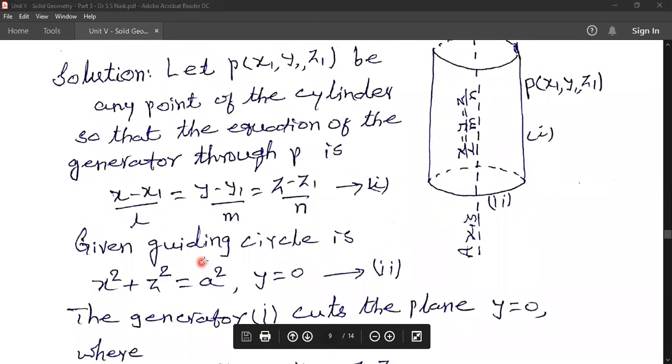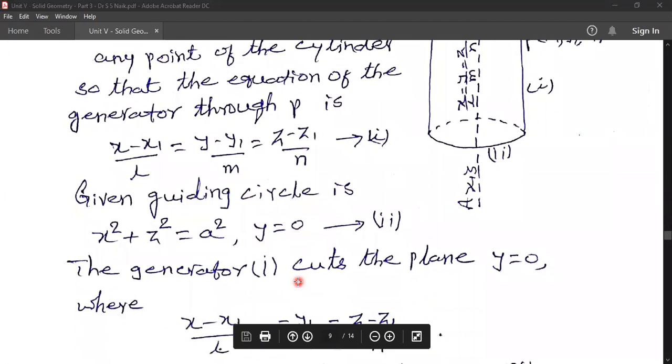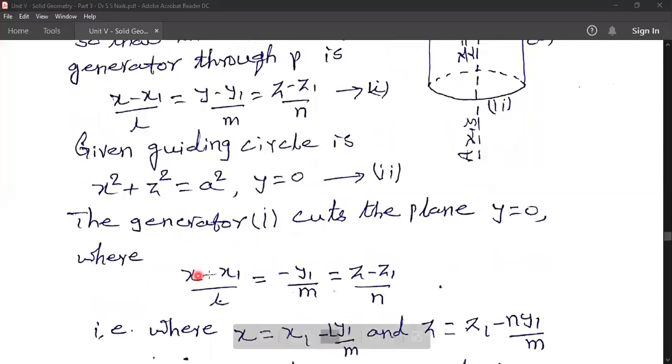Then the given guiding circle is x square plus z square is equal to a square and y is equal to 0. So therefore the generator cuts the plane y is equal to 0. So when y is equal to 0, we get (x minus x1) upon L is equal to this value, y is equal to 0. Therefore, I'll get minus y1 upon M is equal to, on the right hand side, (z minus z1) upon N.